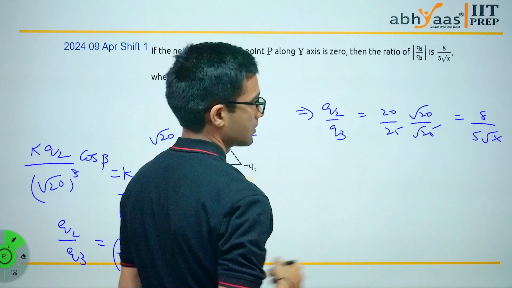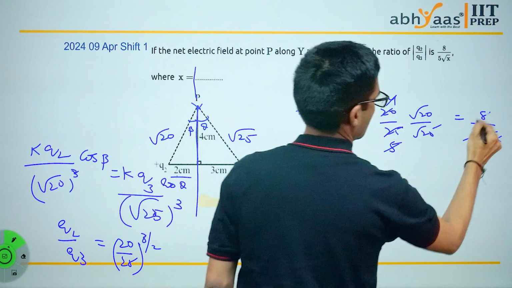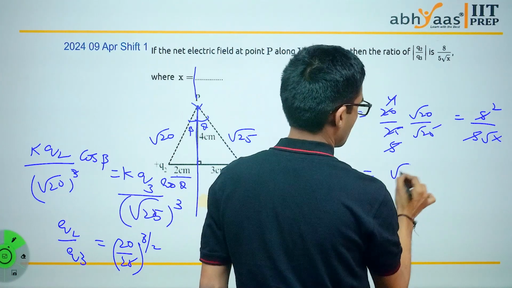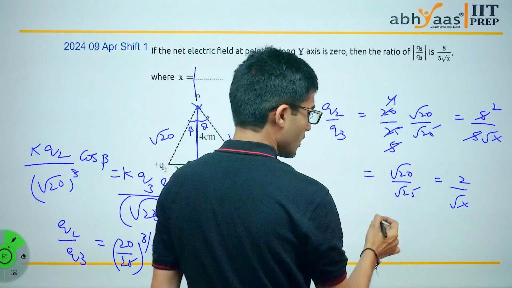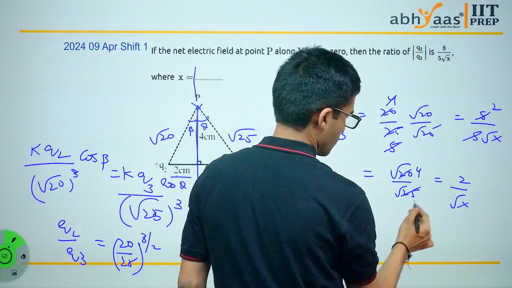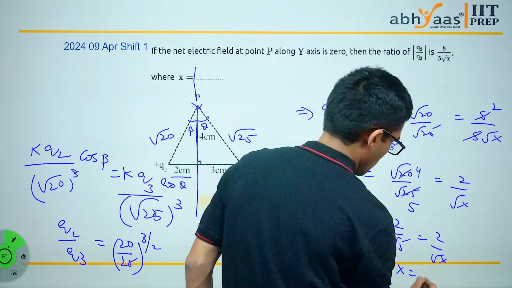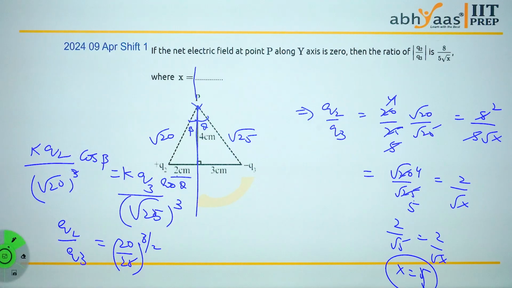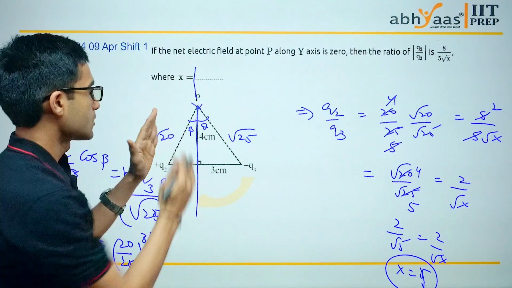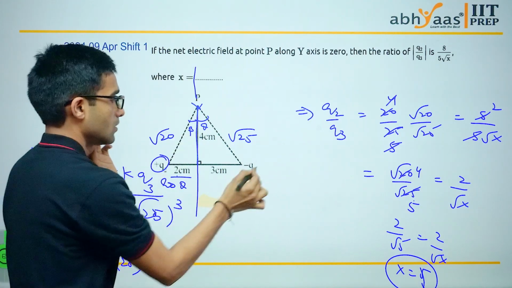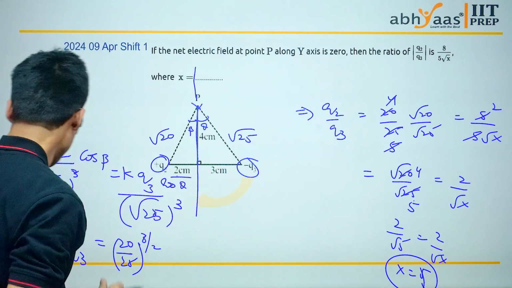Why I am writing this, you can understand now. So 5 is 25, 5 4's are 20. Then root 20 by root 25 is equal to 2 by root x. If you take 4 by 5, then 2 by root 5 is 2 by root x, so x is equal to 5. This is the answer. Simple question. The only thing is you need to understand that the electric field along this line is 0. That's why whatever electric field is due to this charge at this place, we are equating, so finally it will be 0. Okay, that is the question.